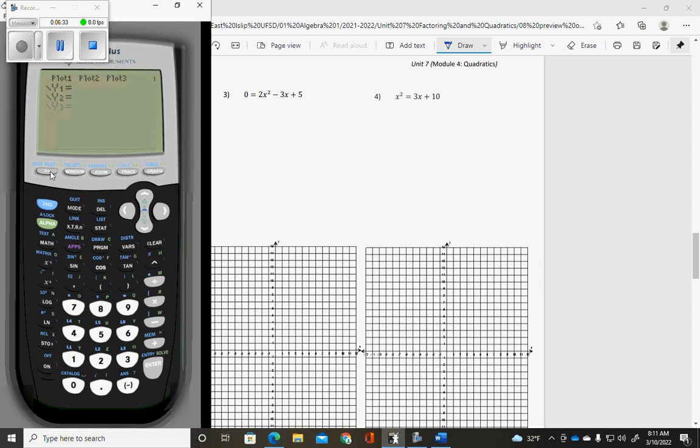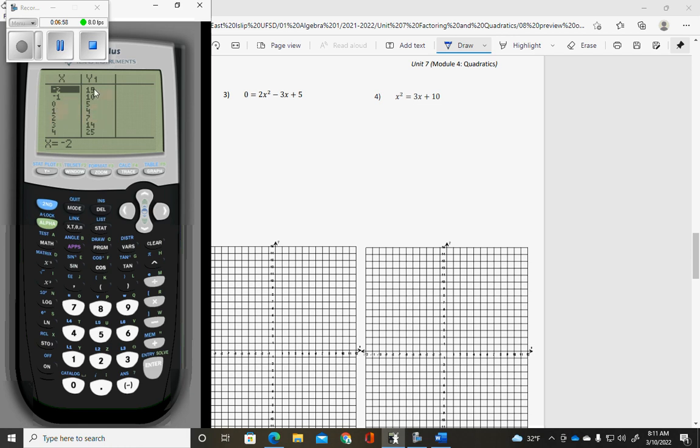So if we go to our y equals and enter 2x squared minus 3x plus 5 and look at our table, if we scroll through, we're never actually going to see the turning point. I could see where it's turning. It's like someplace in here.